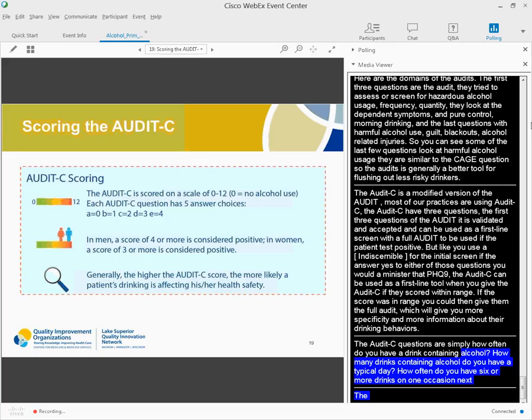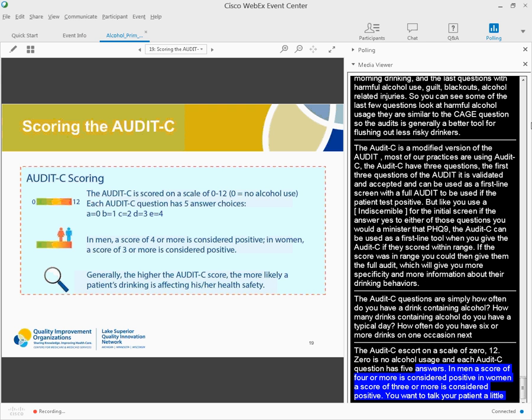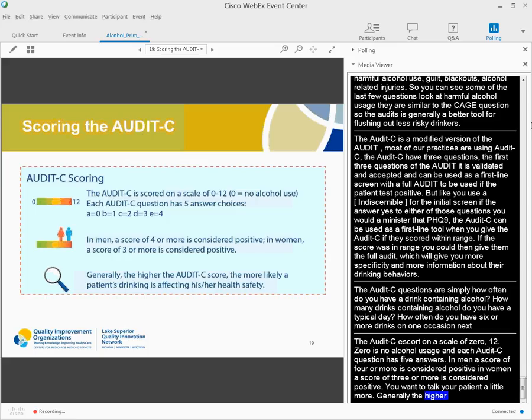Remember, you're just screening positive. I mean, simply that you want to talk to your patient a little bit more about that. So generally, the higher the score, the more likely a person's drinking is affecting his or her health or safety. Okay?